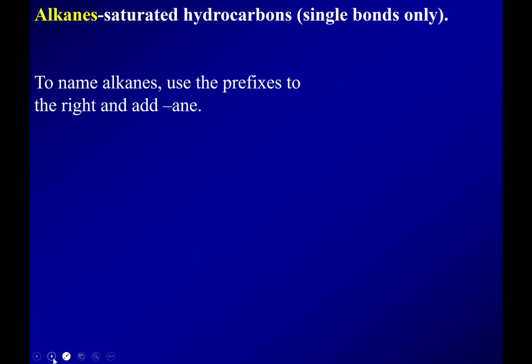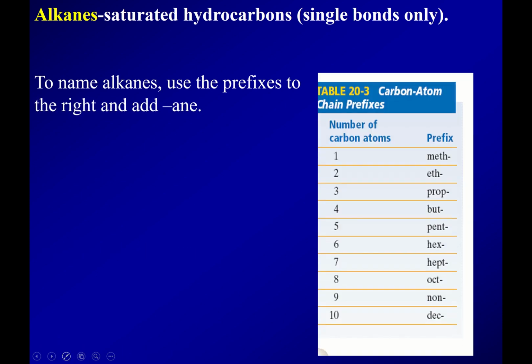So here's how we name these. We use prefixes and then add ane at the end. And here's the prefixes we're going to use. Okay, meth always means it has 1 carbon. So if we said methane, that means it's a single carbon organic molecule. Eth means 2, that's ethane. Prop is 3, propane. That's not but, it's butane.